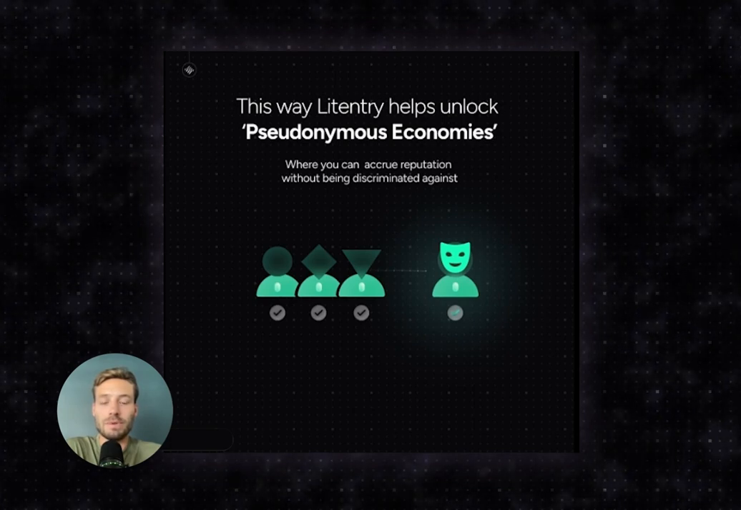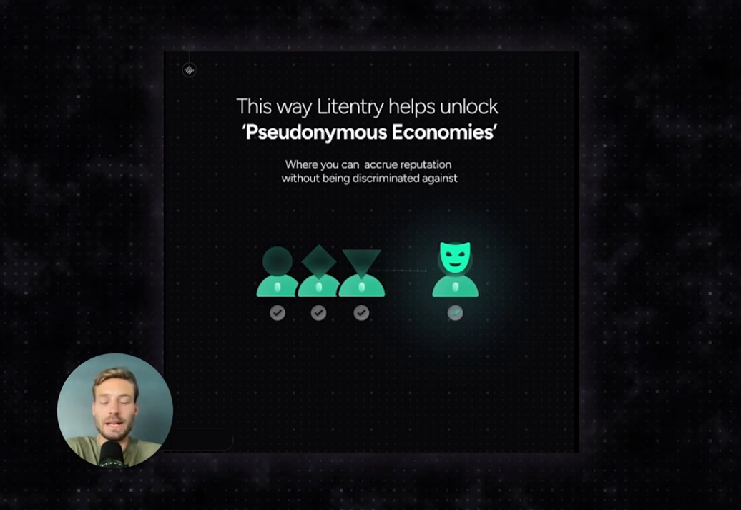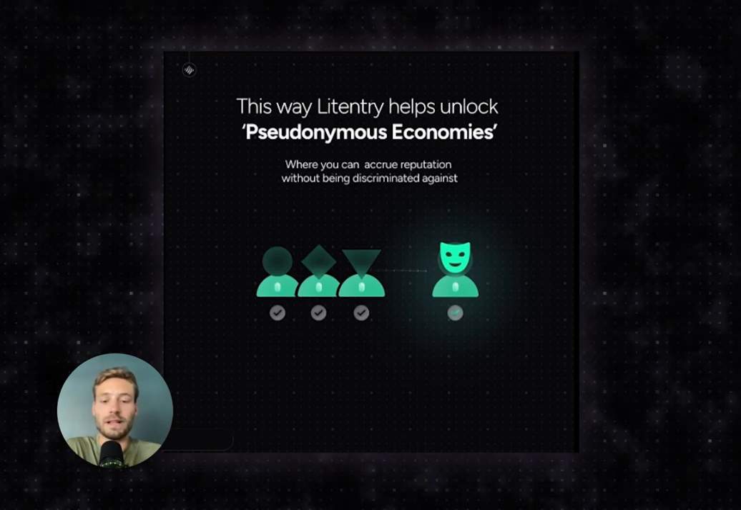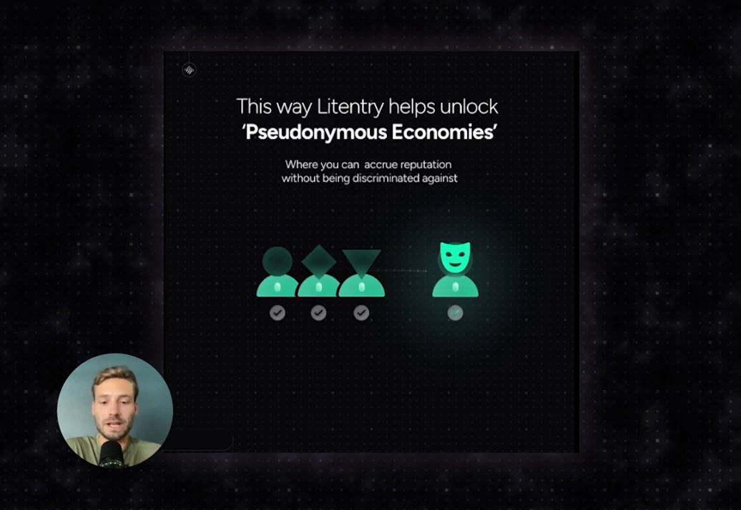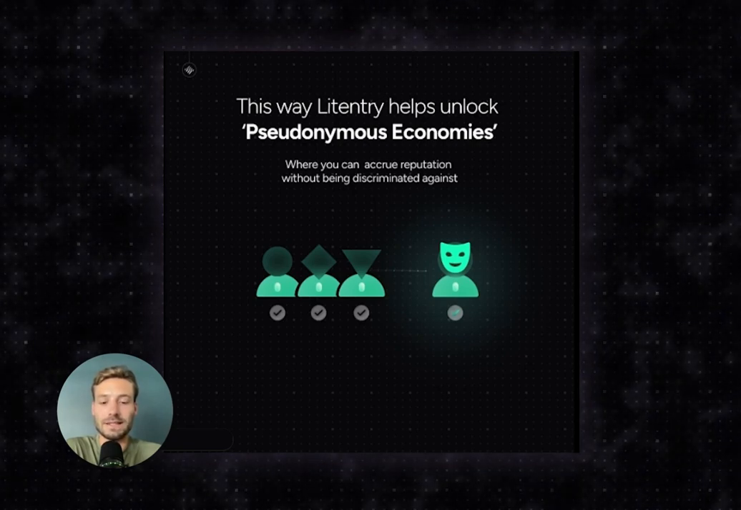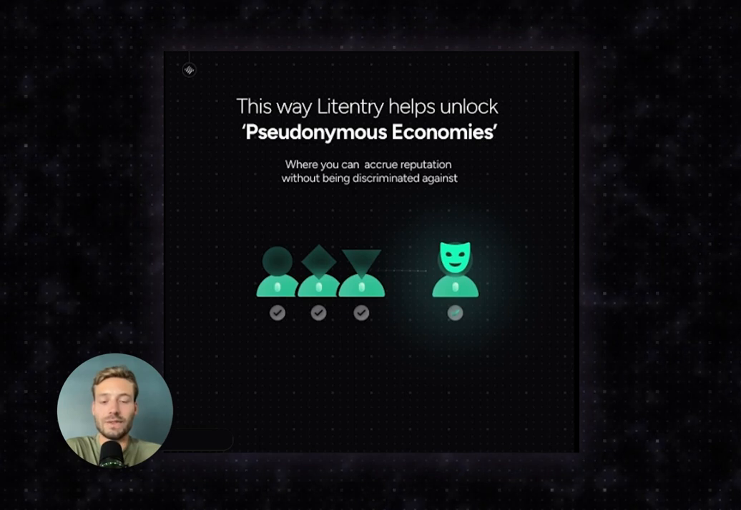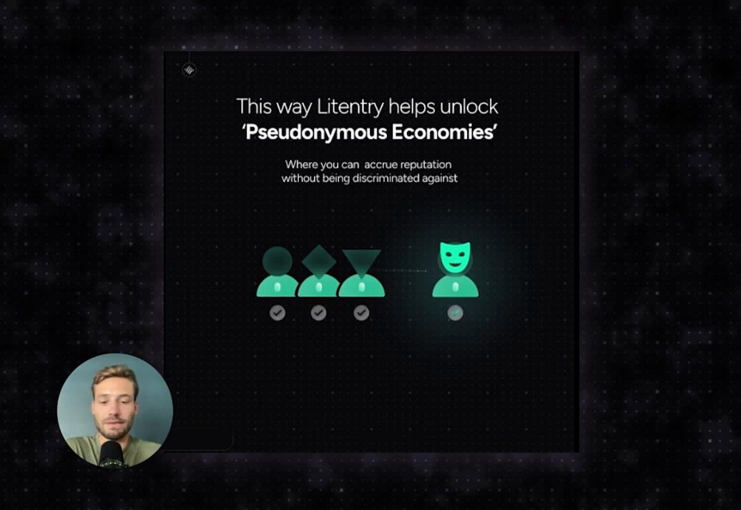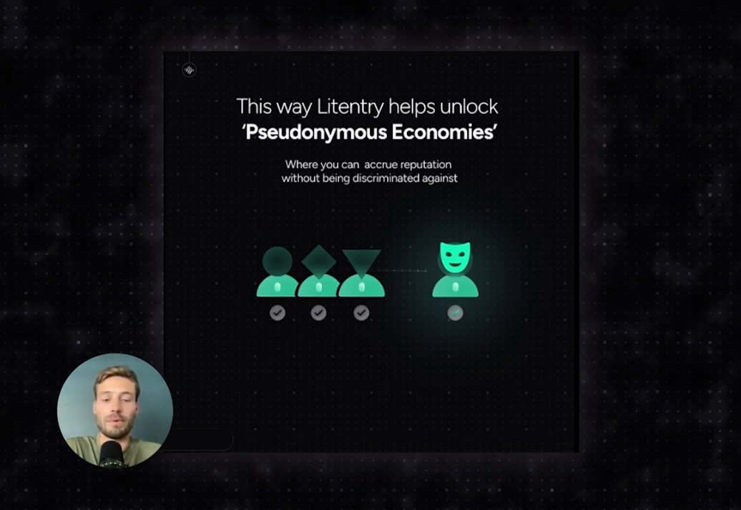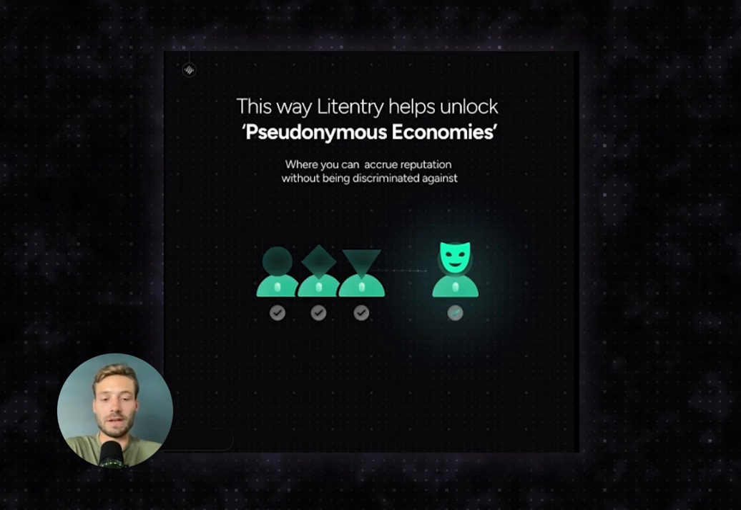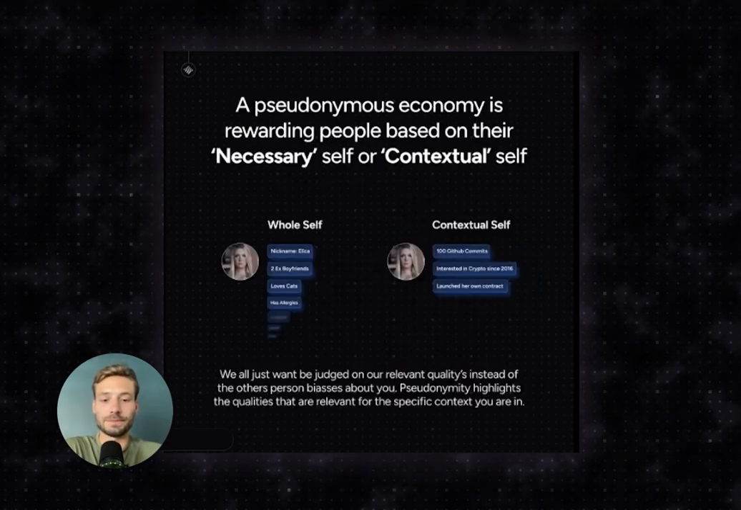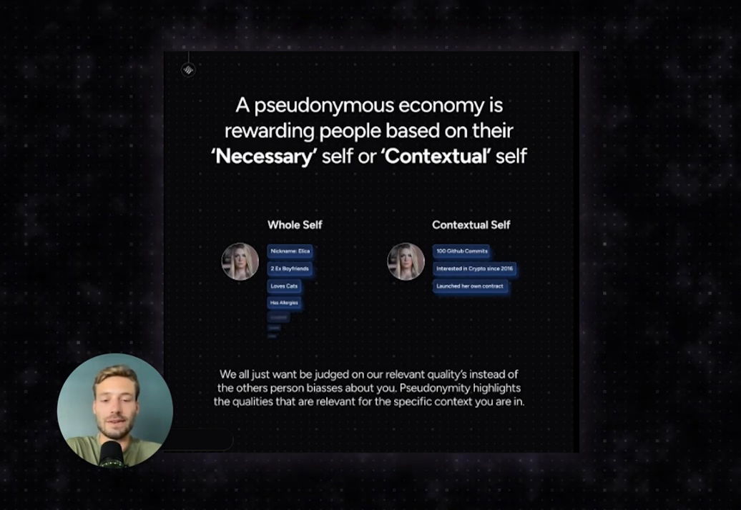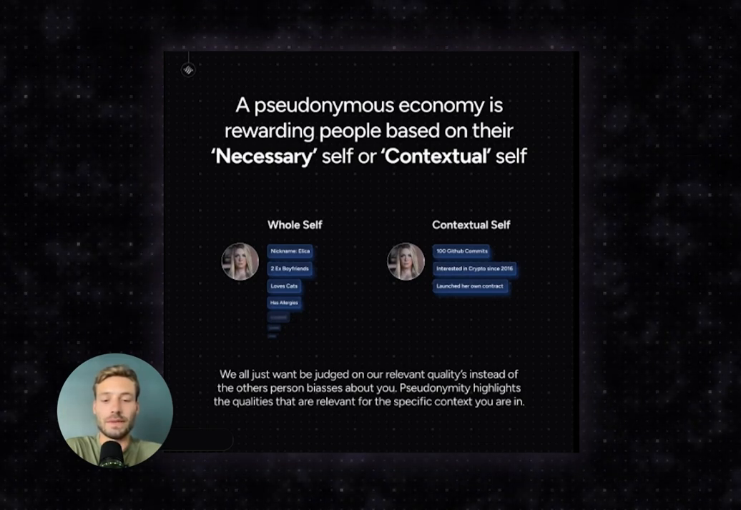In this way, Litentry helps unlock pseudonymous economies, something we are getting very excited about. Economies where you can accrue reputation without being discriminated against. In the case that you are a minority or don't fit the perfect profile of a specific job application, you still have equal chances since you only have to bring your contextual or necessary self. Biases that others might have against you drop when people start to operate under a principle of equality, such as pseudonymity. A pseudonymous economy is rewarding people based on their necessary self or contextual self.